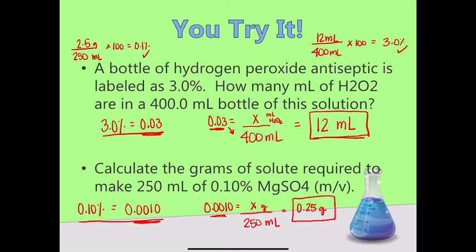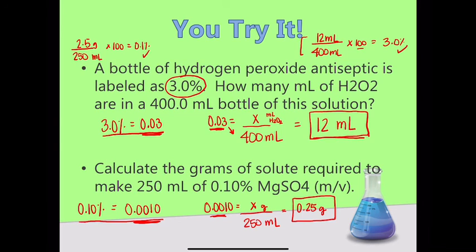Now, I went back to check myself just to make sure I did this right. So if I did this correctly, then if I put 12 milliliters in 400 milliliters of total solution and multiplied that by 100, it should have made my 3%. And that worked out. When I did that in my calculator, I got 3, and so I knew I worked my problem correctly, okay?